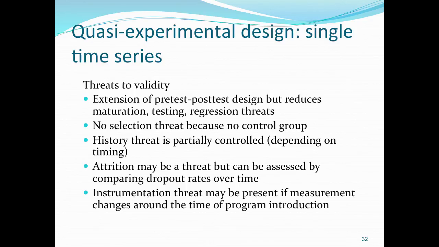Attrition is in a sense a threat because people can change from the first year to the second year to the third year. People can leave the city or new people can come in. And so that is a threat, and you should probably compare the composition of the population in all of your measurements throughout time. Instrumentation threat is really only present if there was a change in the instrument around the time of the program itself. Again, similar to the history threat.